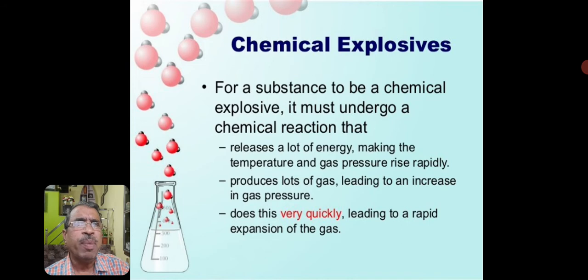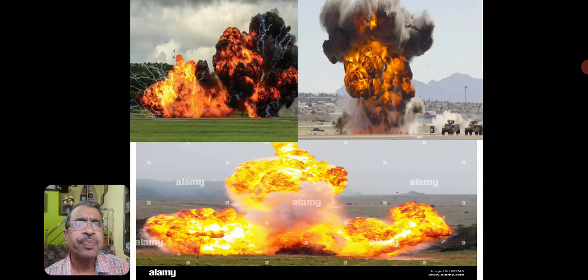Here I have shown the meaning of a chemical explosive. For a substance to be a chemical explosive, it must undergo a chemical reaction that releases a lot of energy, making the temperature and gas pressure rise rapidly. These slides show the meaning of explosion. An explosion results in sound, light, heat and pressure.